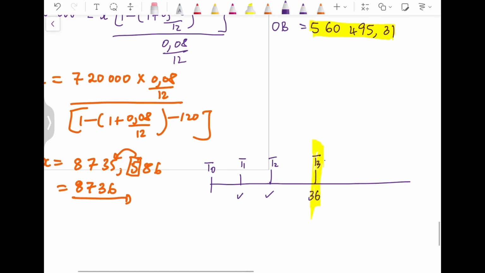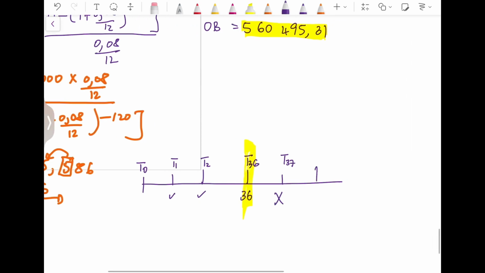Now, at T36, after making this payment, and then T37, no payment. T38, no payment. T39, no payment. And then T40, he wants to start with increased payments.